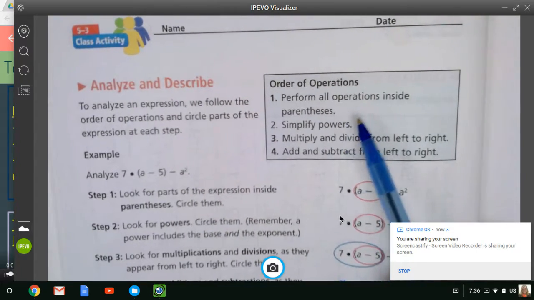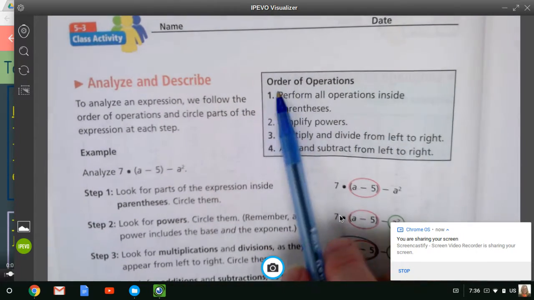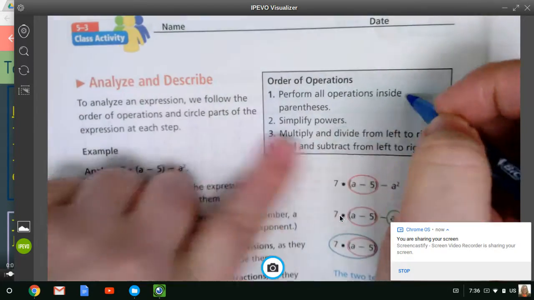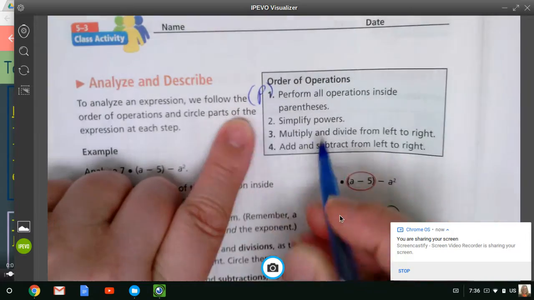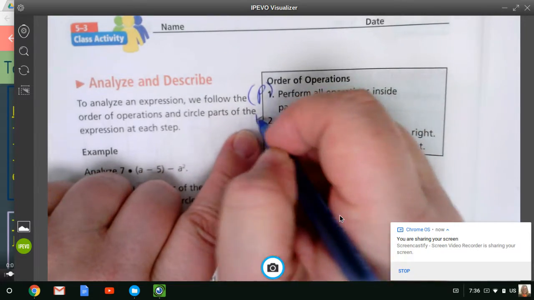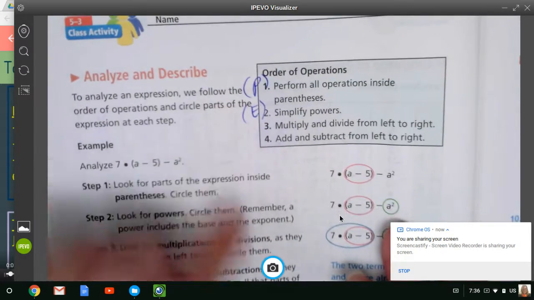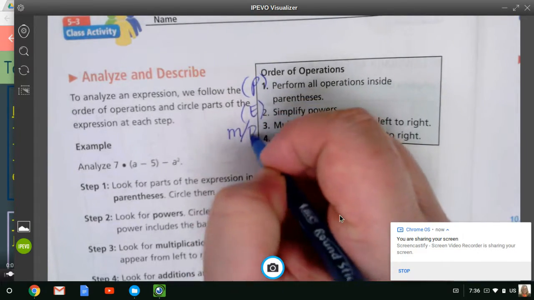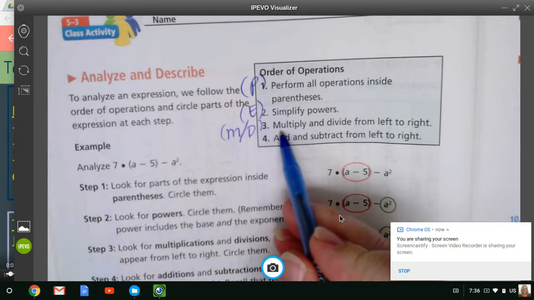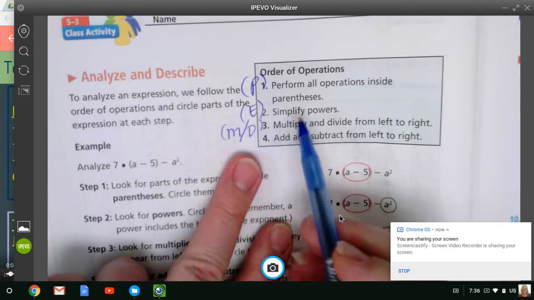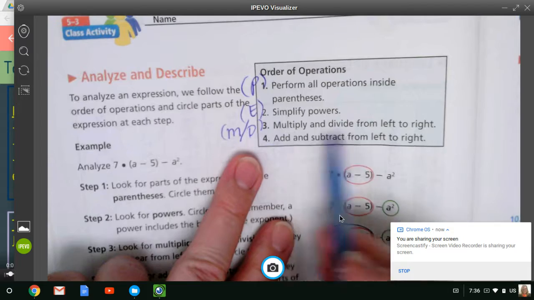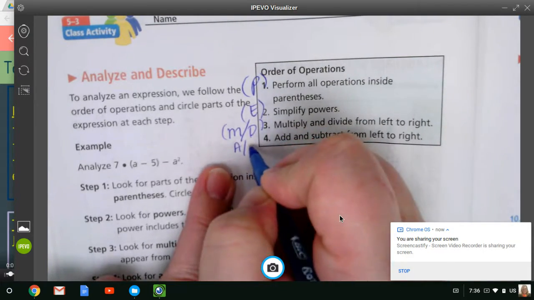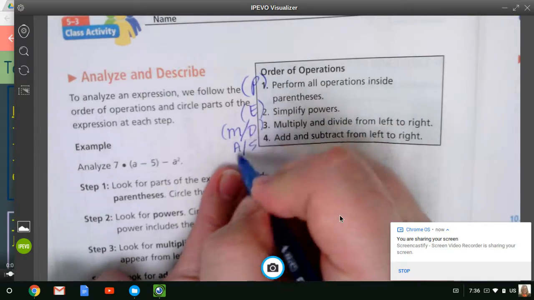So I'll just read this to you and we'll just practice. So remember, the order of operations is perform operations in the parentheses. So that's our P. Simplify powers, or the exponents, right? So there's your PE. Multiply and divide. So M or D, they're both equally important. Whichever comes first. First come, first serve, from left to right. Either one. Same thing with adding or subtracting. So there's your PEMDAS.